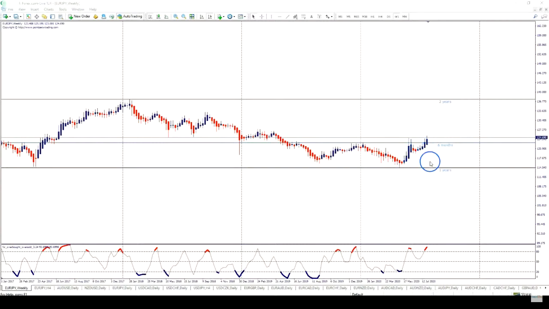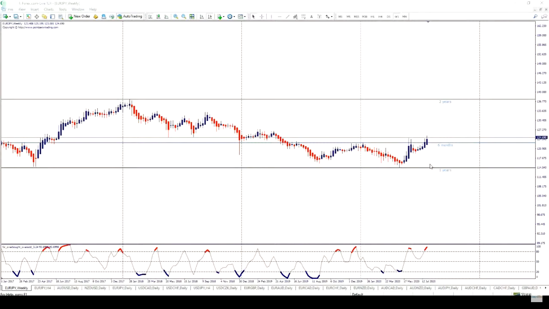But the weekly time frame has more. It shows a lot more than just what price has done, either for the current week that you're in or the previous week. The weekly time frame shows you where price has come from for the weeks preceding the week that you're in.